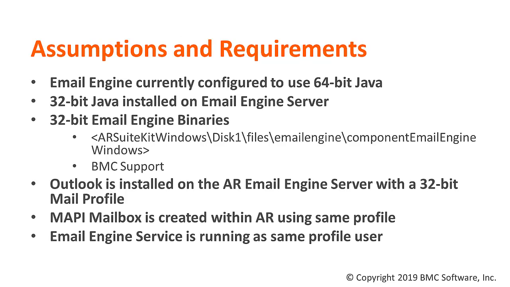This video makes the following assumptions: that you currently have the email engine configured against a 64-bit version of Java, that you have installed a 32-bit version of Java on the same server, and you have access to the 32-bit email engine libraries. These can be obtained from the installer or by contacting BMC support. It is assumed that Outlook has been installed on the AR email engine server with a 32-bit mail profile, a MAPI mailbox has been created within the Remedy system using the same profile, and that the email engine Windows service is running as the same profile user.